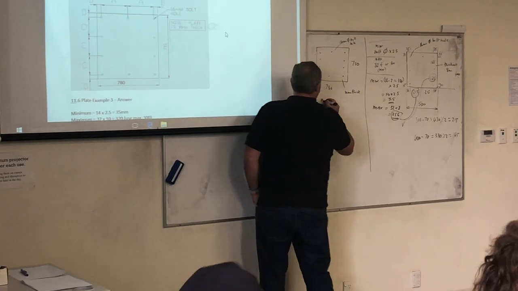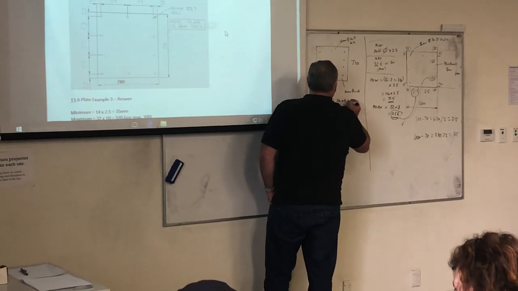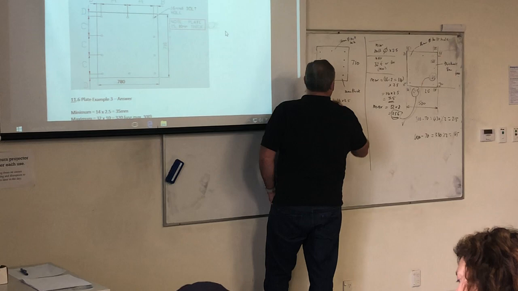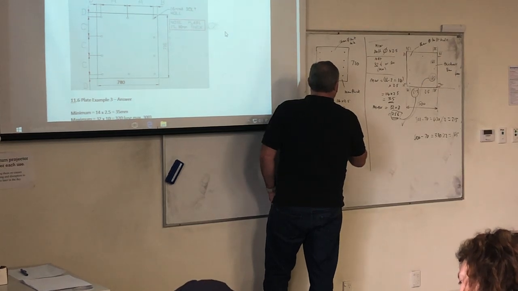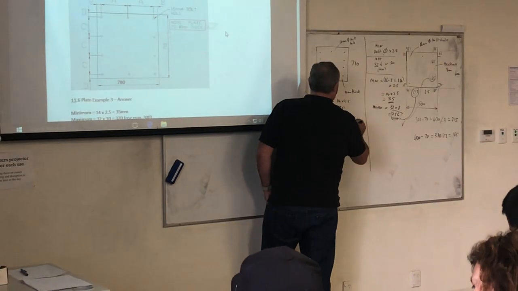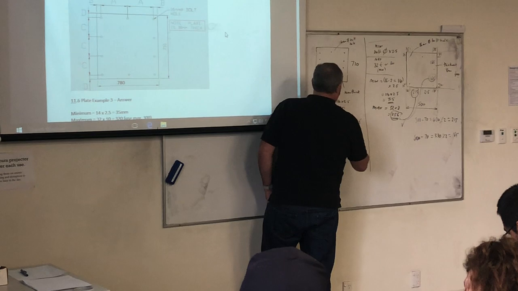The minimum equals 14 times 2.5, which equals 35. So we've got 35 again. Our maximum equals 32 times 10, which equals 320. Wrong. 300.